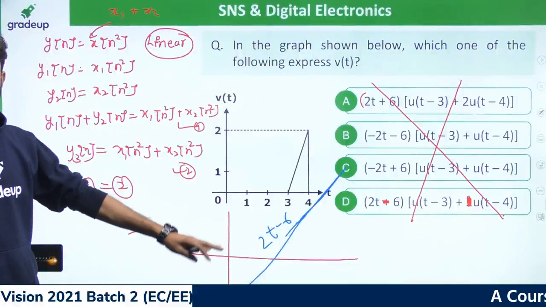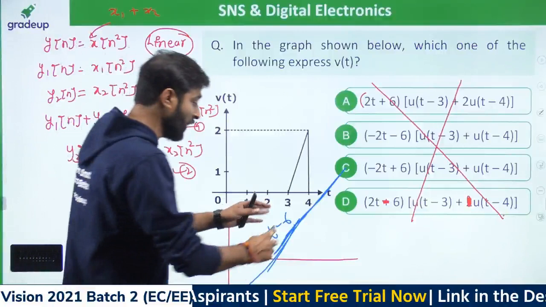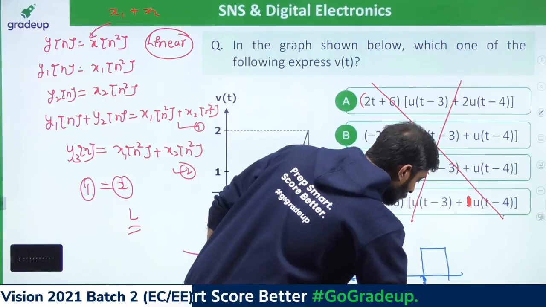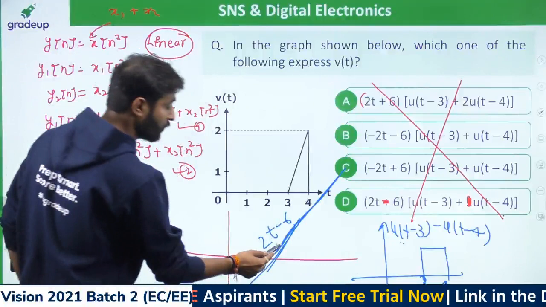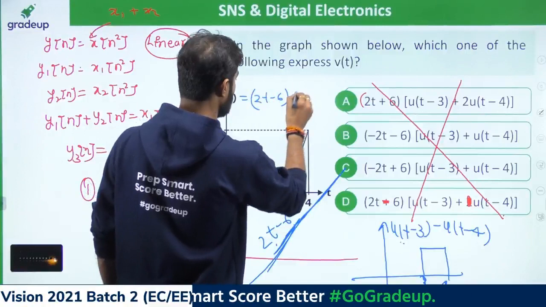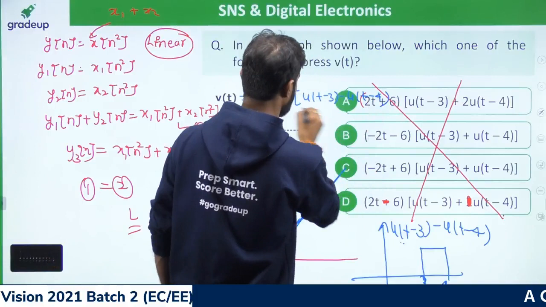between 3 to 4. So my dear friend, we are taking the function like this, in which the magnitude is one between 3 to 4. What is that function? Sir, u(t-3) minus u(t-4). So if you multiply this function with this, you will get the answer. So it is just (2t-6) into [u(t-3) minus u(t-4)]. This one is basically the answer for this question.